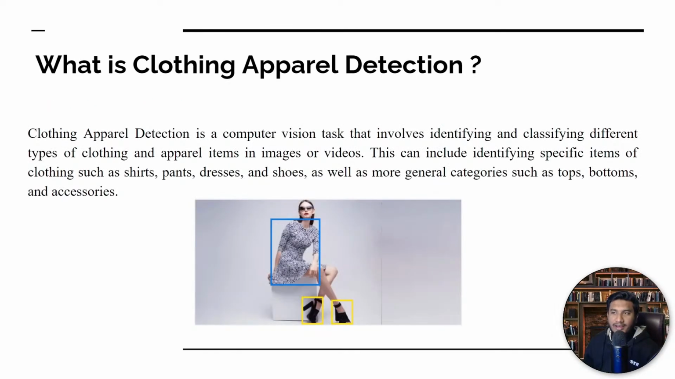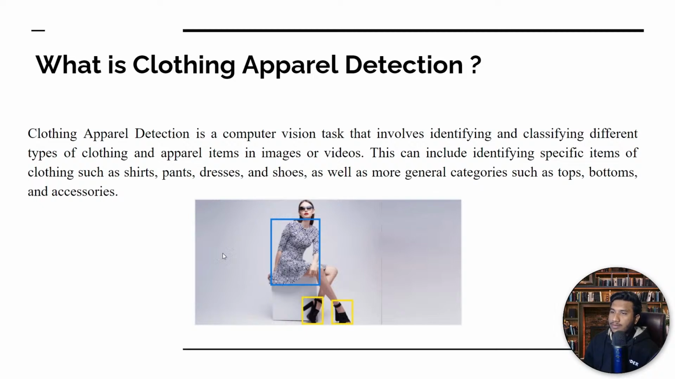Hello everyone. In this video, let's discuss what is clothing apparel detection. Here there is a definition. If you see, clothing apparel detection is a computer vision task that involves identifying and classifying different types of clothing apparel items in an image or videos. This can include identifying specific items of clothing such as a shirt, pants, dress, shoes, and so on.